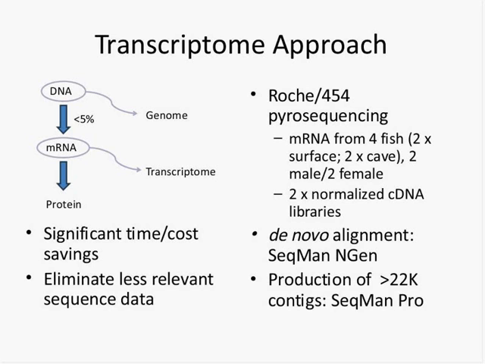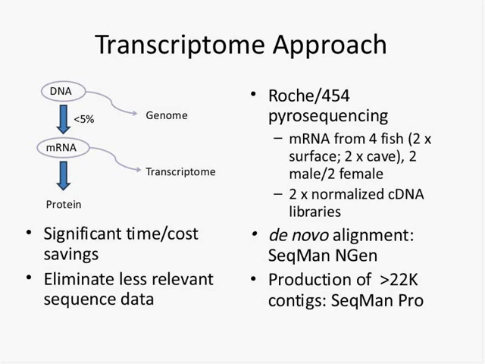So what we did is we isolated total RNA pools from which mRNA was derived from 4 fish. We used 2 surface form individuals and 2 cave form individuals, and within each of those 2 morphotype categories, we had 1 male and 1 female. So you'll immediately notice that this is a very, very low diversity pool that we selected from, but nonetheless, this turned out to be very helpful for us in some of our downstream applications.